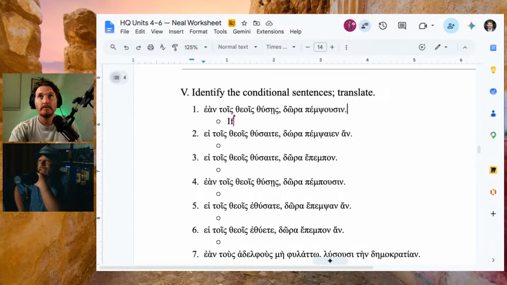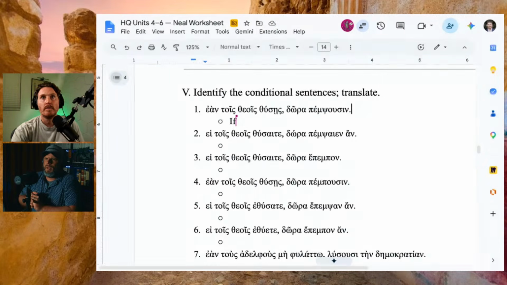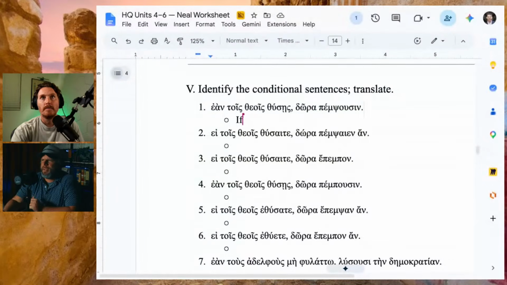So we have ean plus, and then we're looking at the verb, right? We're looking at thuses. You could just spit out the words as you see them, and then we can piece them together if you want to do it like that. What is thuses again? Thuo is to sacrifice. Okay, so that's a subjunctive form. It is the subjunctive mood with an ean.